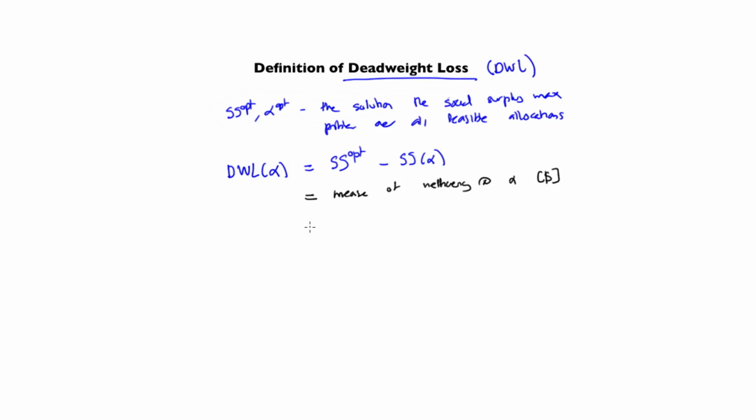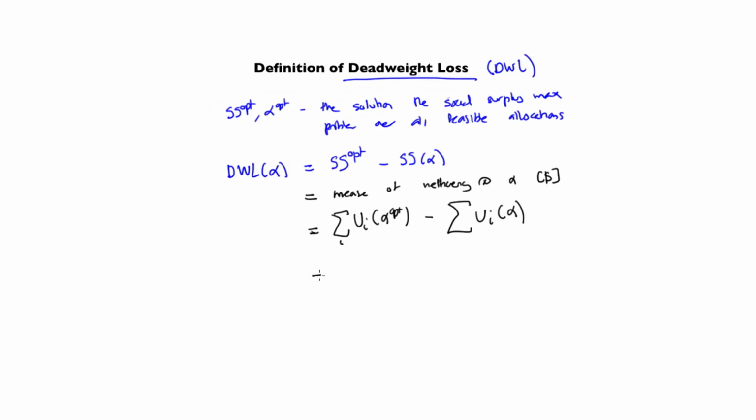The other way of thinking about this, if we go back to a result that we proved last unit, is that this is going to be the sum, or a measure of the sum of the utilities over all consumers at the optimal allocation, whatever they get at an optimal allocation, minus the sum over all consumers at the allocation alpha.